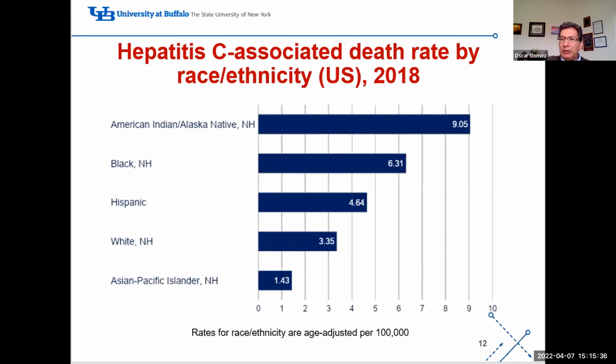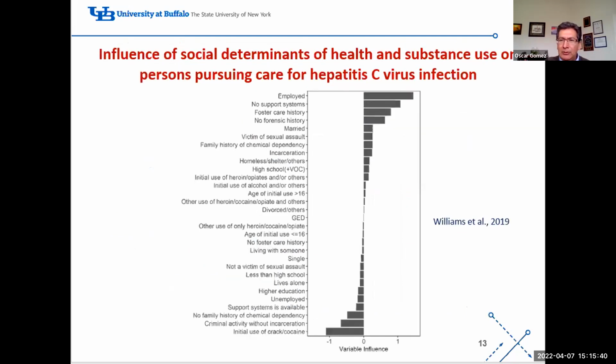Another important aspect that we wanted to learn about was the social determinants of health. This graph was part of a publication from Dr. Talal, one of my colleagues working here at the School of Medicine. What he found is that certain social determinants of health may encourage individuals to pursue care for hepatitis C, among them being employed and having been married. In contrast, other factors prevent them from seeking care, among them initial use of crack cocaine, criminal activity, unemployment, and so on.